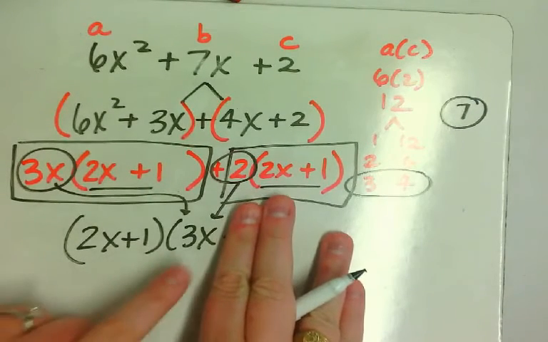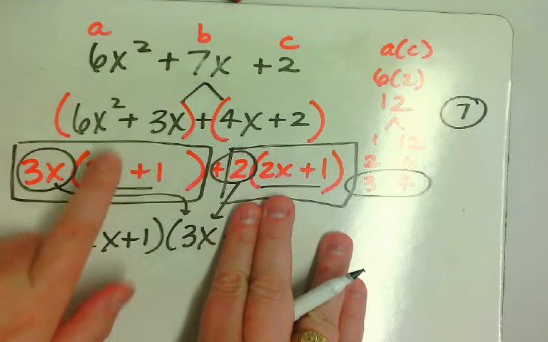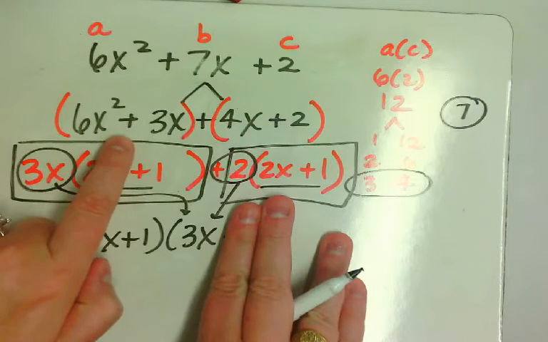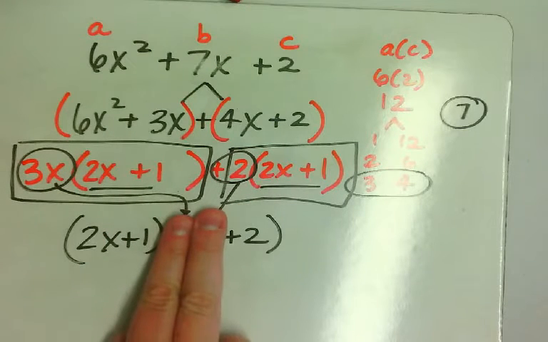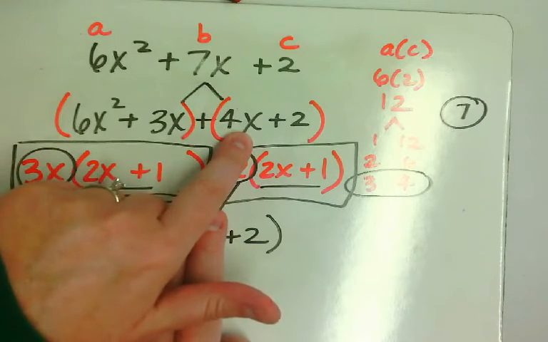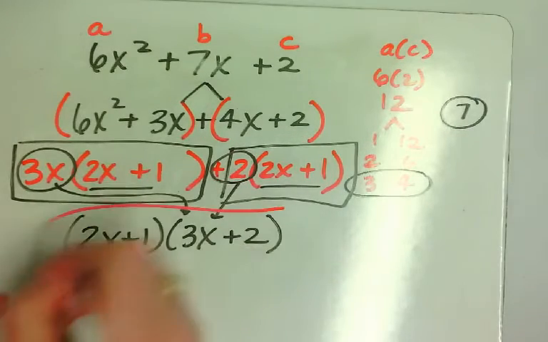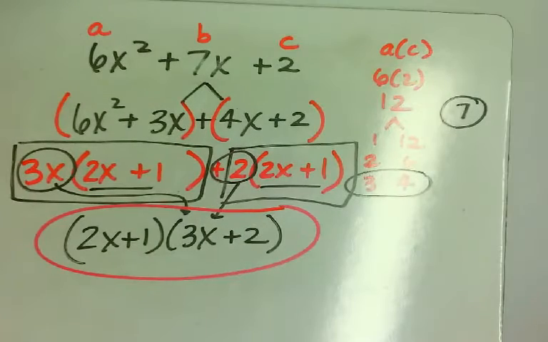If I was to distribute 3x times 2x plus 1, is it going to look just like this, which looks just like that? And then if I was to cover this one up, could I do 2 times 2x plus 1 to get this, which then got me that? Okay, that's my answer. I'm done. I have factored it, and you can go back and check it.